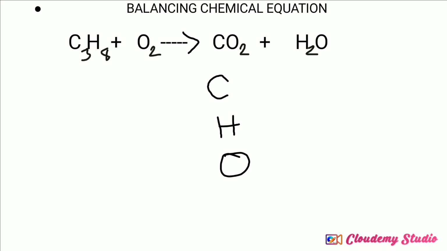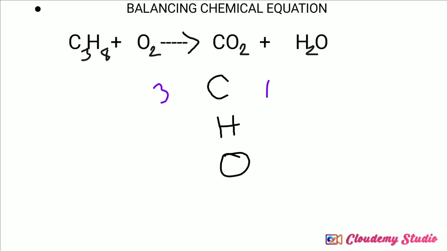I have listed out the atoms present on the reactants as well as the products. They are carbon, hydrogen and oxygen. Carbon at the left hand side, how many atoms are there? 3 atoms, because the first reactant propane, C3H8, has 3 carbon atoms. Carbon at the right hand side, how many carbon atoms? Only 1 carbon atom, that is present in carbon dioxide.